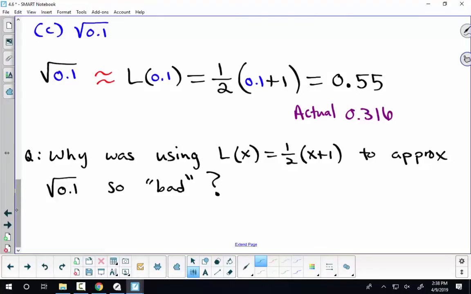So we constructed this particular linear approximation, 1/2 x plus 1, with the point (1, 1), right? So our a value, or the x value at which we fixed that line, was x equals 1. When we approximated the square root of 1.1, that's really close to where we constructed our tangent line. However, 0.1 is very far away from x equals 1, where we constructed our tangent line. So that's why this approximation was bad.